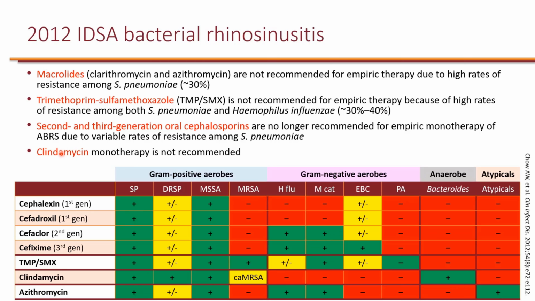And of course, clindamycin does not have activity against gram-negatives, so monotherapy should not be used. So if you are to use clindamycin, you should also use a second agent to cover H. flu and Moraxella catarrhalis. Clindamycin is also associated with Clostridioides difficile, and it's likely to cause collateral damage. So clindamycin should be reserved as last line for people who cannot tolerate other things. And even then, it should not be used as monotherapy. It should be used in combination.